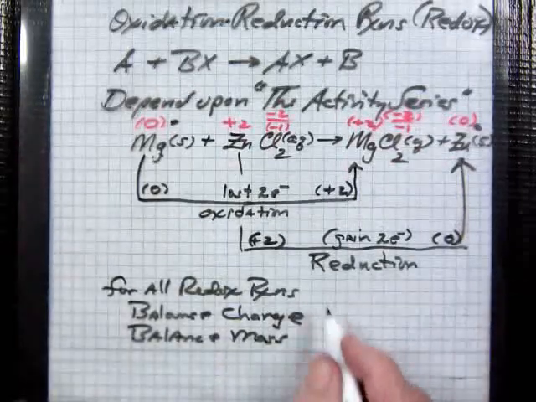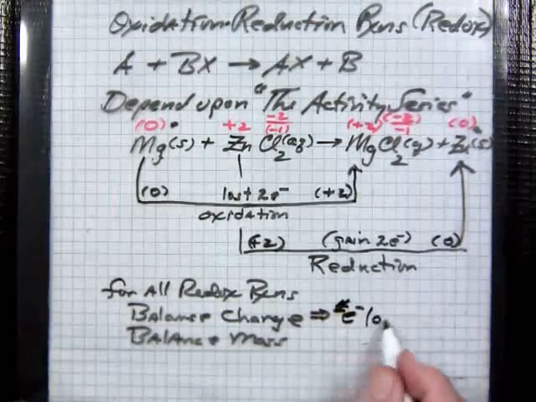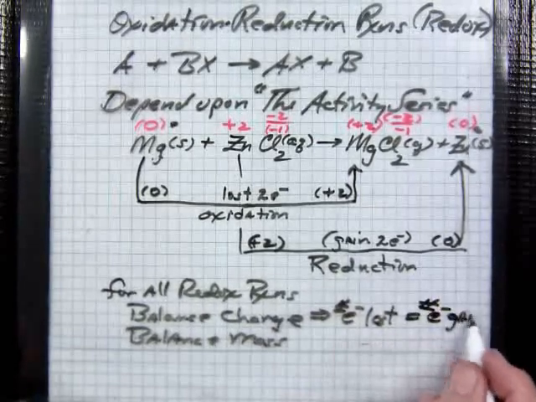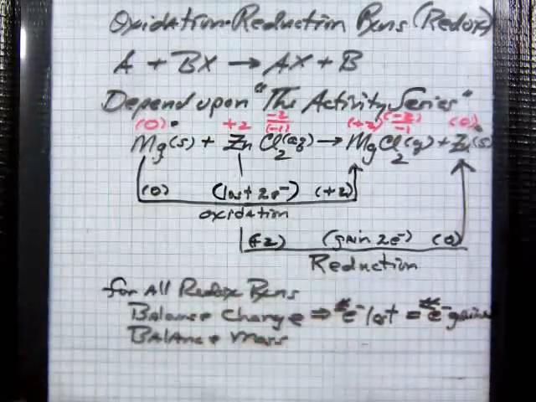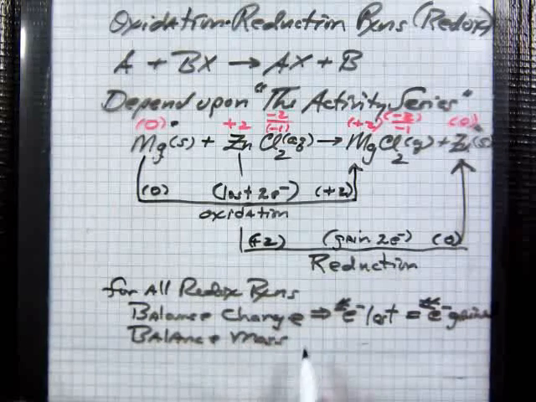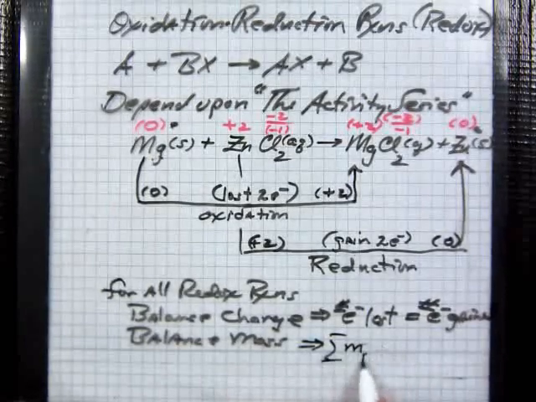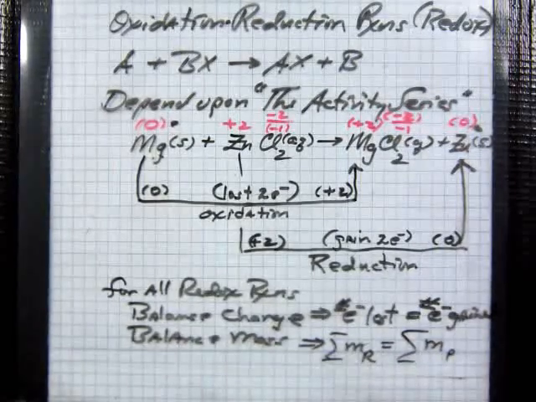And so balance of charge is the number of electrons lost. It must equal the number of electrons gained. So we see 2 electrons gained, 2 electrons lost in that reaction to illustrate that balance of charge. And then a balance of mass, of course, is the law of conservation of matter. The sum of the masses of the reactants equals the sum of the masses of the products. And so you have 2 events that need to occur in any oxidation reduction process.